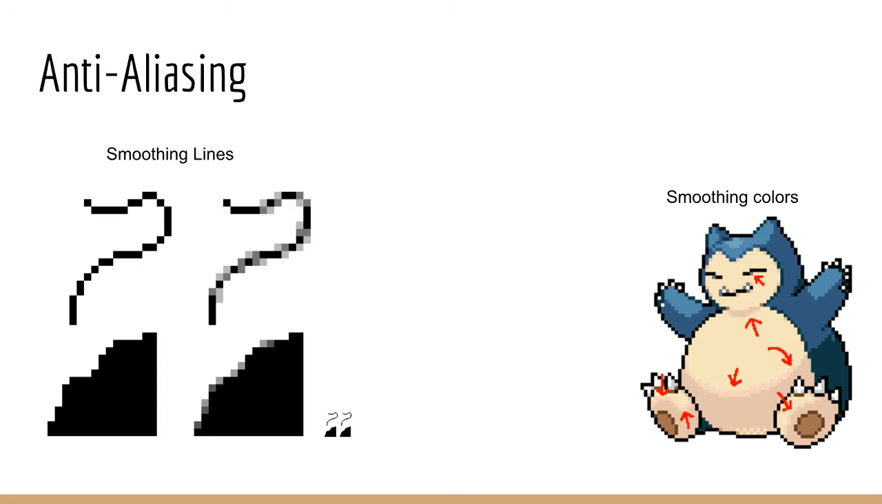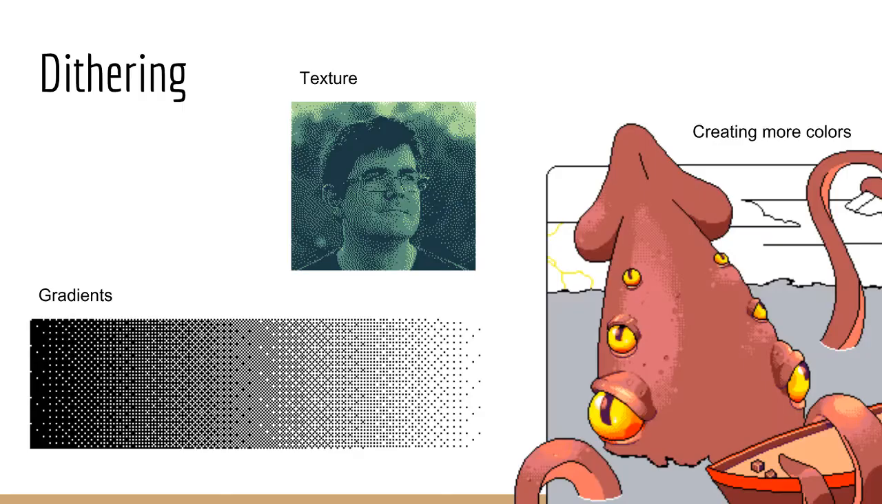In most software there's a setting. In Unity, I think there is, and we're going to cover that later. Also smoothing colors, we'll cover that later too.